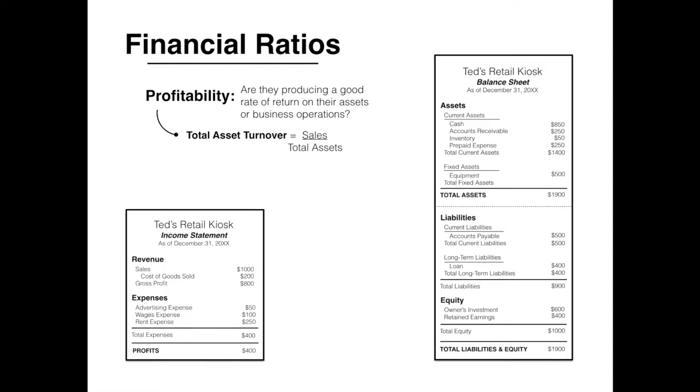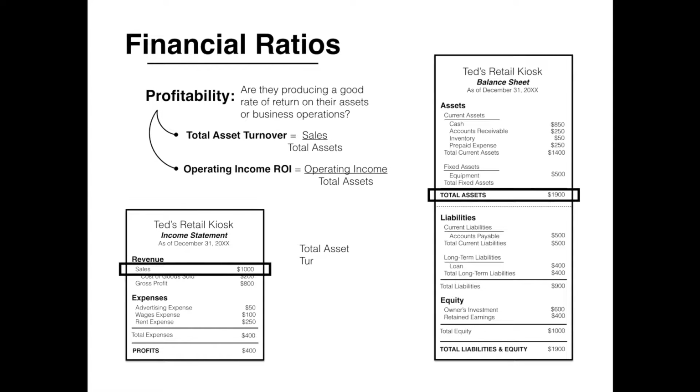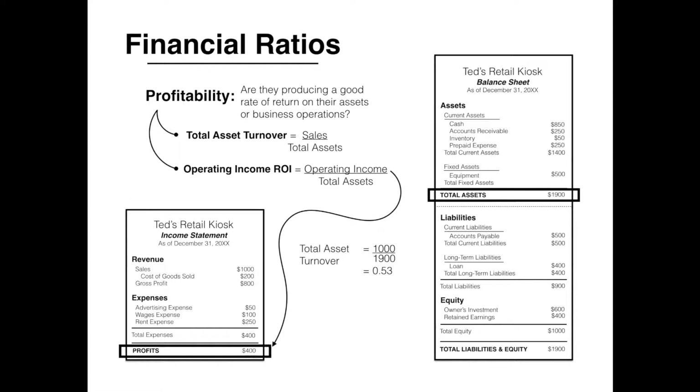Total asset turnover, TAT, is sales over total assets. This ratio shows how efficient a company is in using its assets to generate sales. Lastly, we have operating income return on investment, which is operating income over total assets. This ratio shows how much income, profits, is generated as a result of investment in assets.